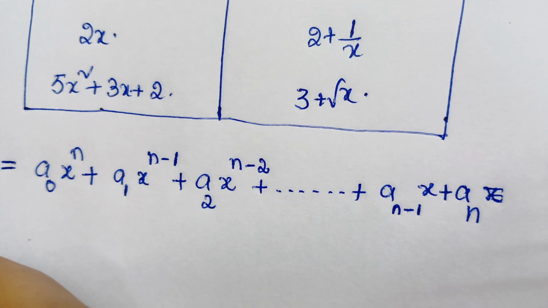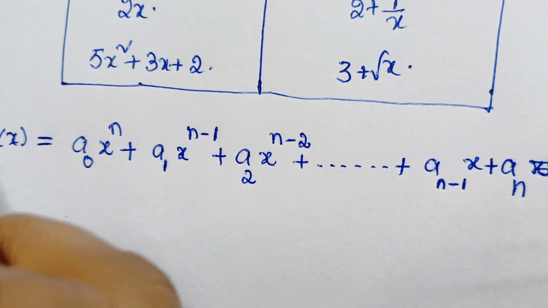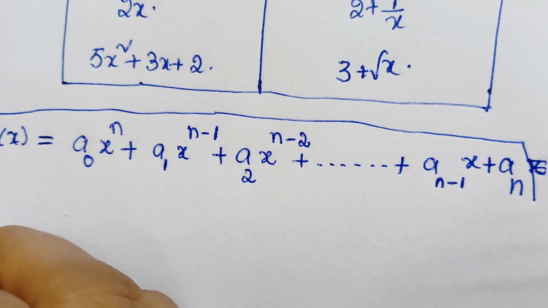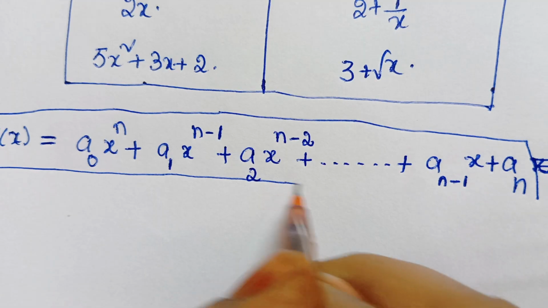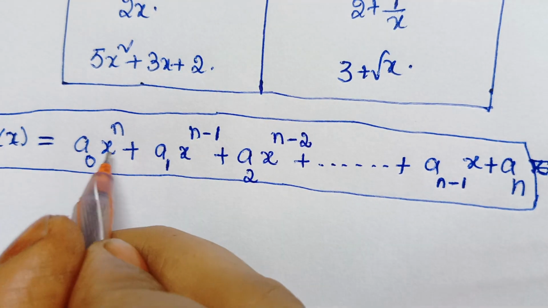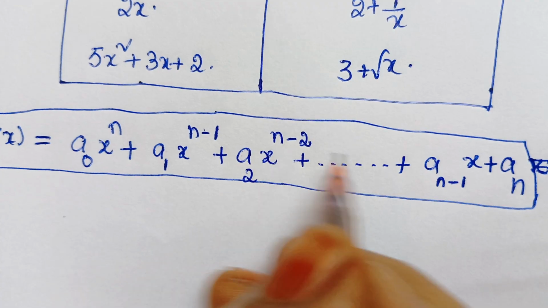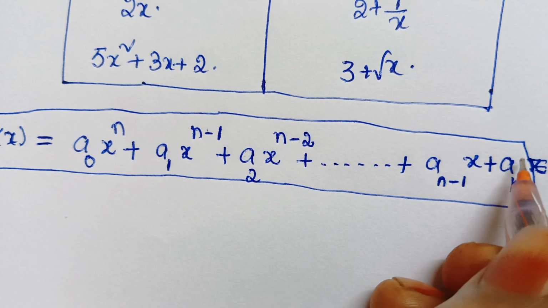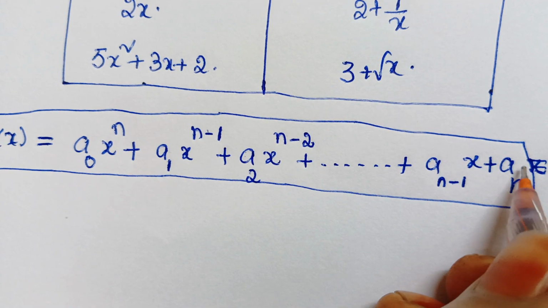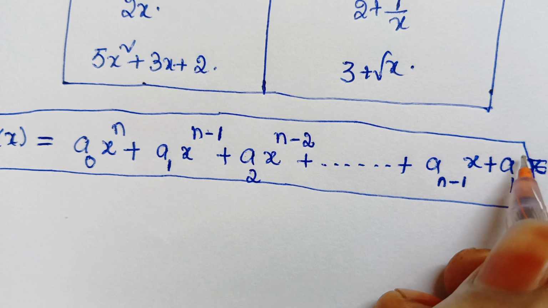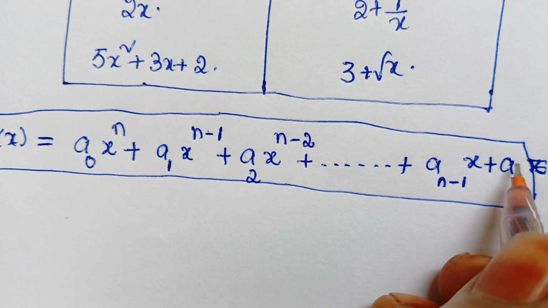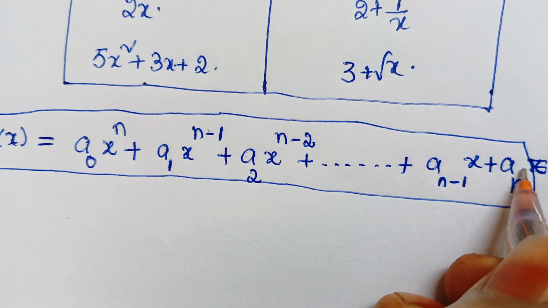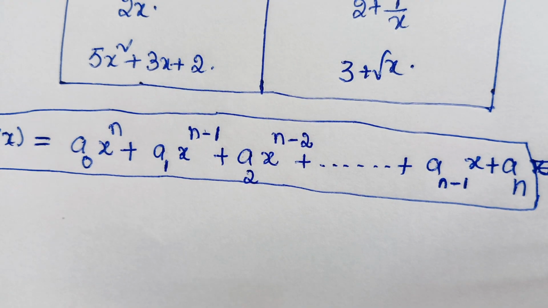Okay, this is the complete form of a polynomial in terms of x. Each term is in the form of a x power n. In the second last term it is x power 1, and in the last term x power 0 will come. Nothing is there because any number power 0 is 1 only. So only the form a times x power n will come here.